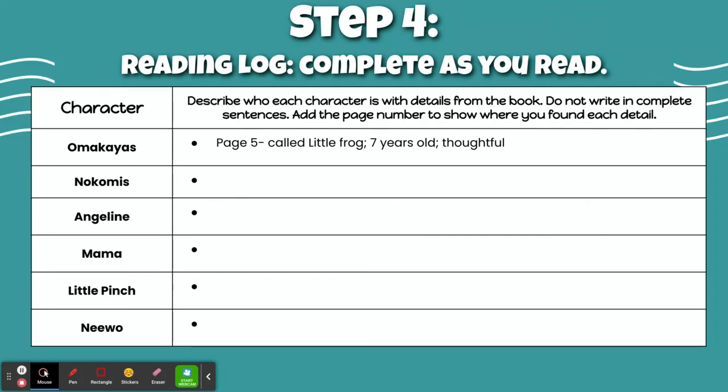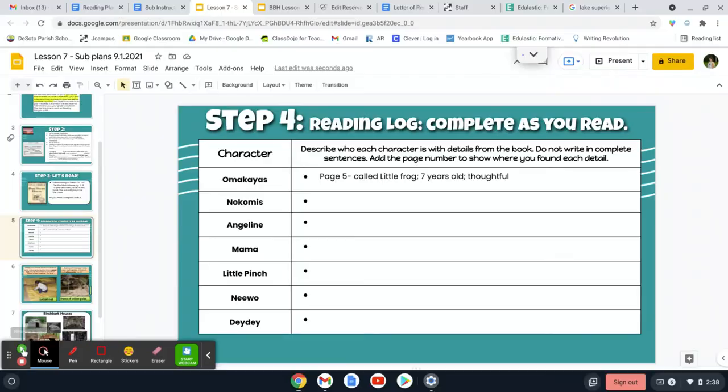willow poles above. I'm going to pause, and I want you to add to your chart because we just got some new characters. So I need you to tell me who Little Pinch is and who Angeline is. All right, let's keep reading. We're on 9 at the bottom.